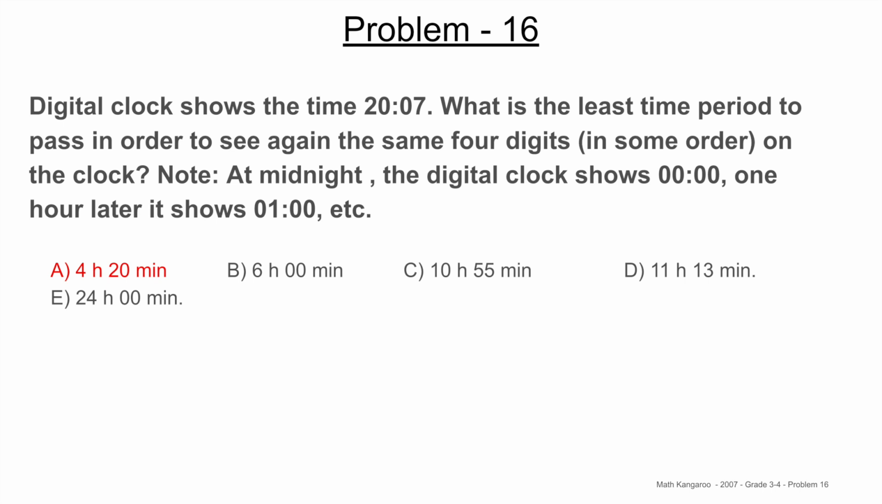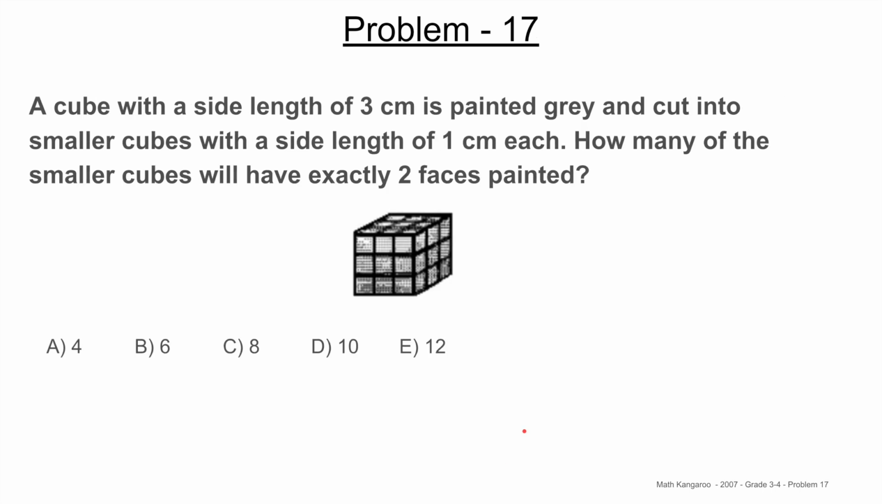Great job. Let's keep going and move on to problem 17 now. Problem 17. A cube with a side length of 3 cm is painted gray and cut into smaller cubes with a side length of 1 cm each. How many of the smaller cubes will have exactly 2 faces painted?